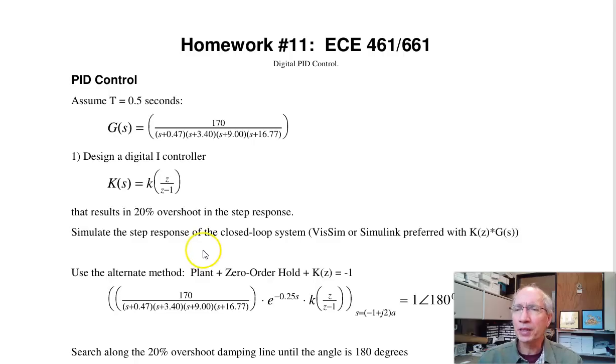So the first problem is, suppose I have an analog system, G of S, with poles at minus 0.47, minus 3, minus 9, minus 16. Design a digital I compensator that gives you 20% overshoot for a step response. Simulate the closed loop system using your favorite language. I'm going to be using MATLAB.